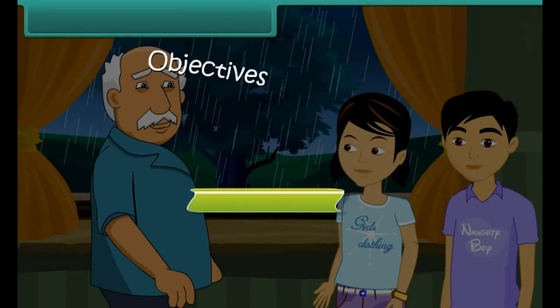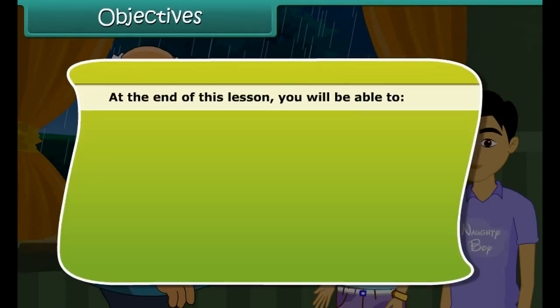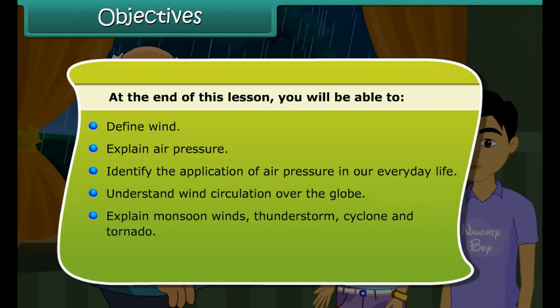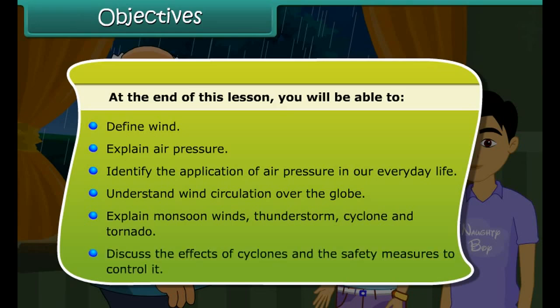Objectives. At the end of this lesson, you'll be able to define wind, explain air pressure, identify the application of air pressure in our everyday life, understand wind circulation over the globe, explain monsoon winds, thunderstorm, cyclone and tornado, discuss the effects of cyclones and the safety measures to control it.